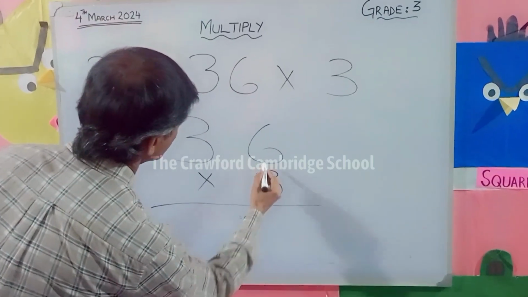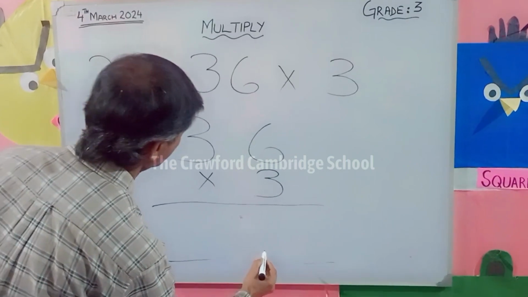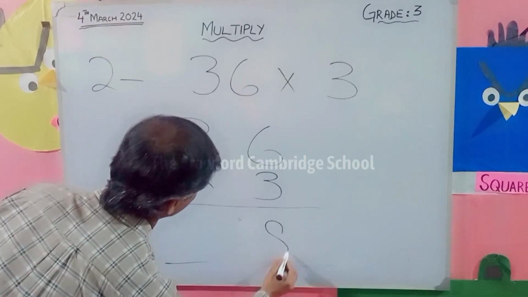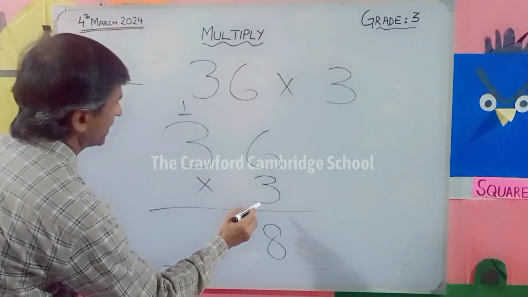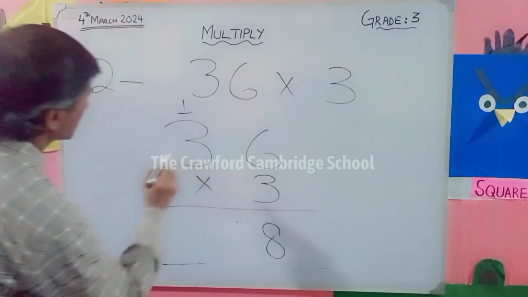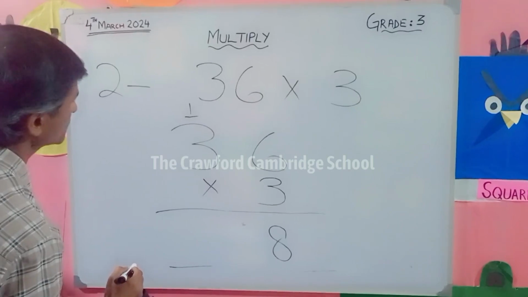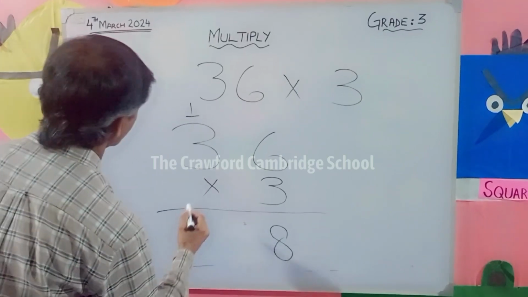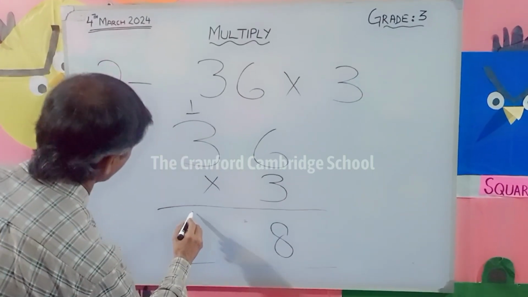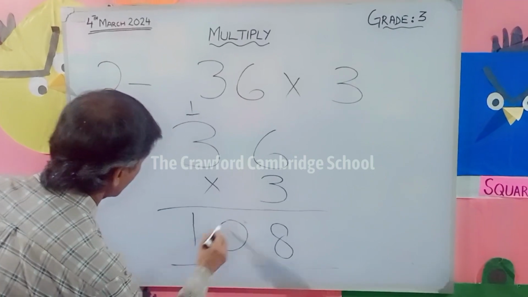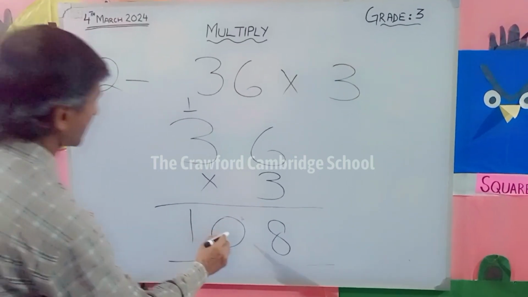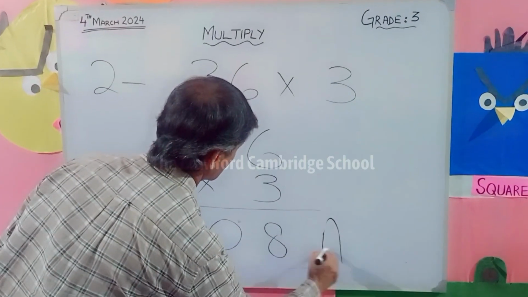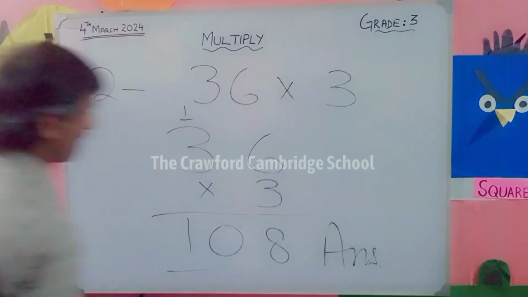3 multiply by 6, 3 sixes are 18. So we can write over here 8, 1 is on up. Now 3 multiply by 3, 3 ones are 3, 3 twos are 6, 3 threes are 9, 9 plus 1. We can write now 10, 9 plus 1, 10. The answer is 108. This is our answer.